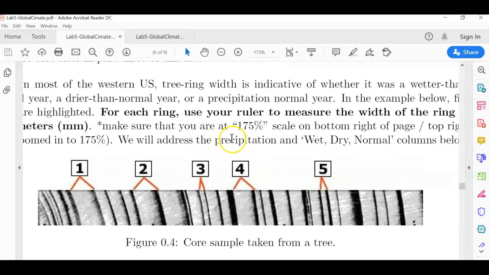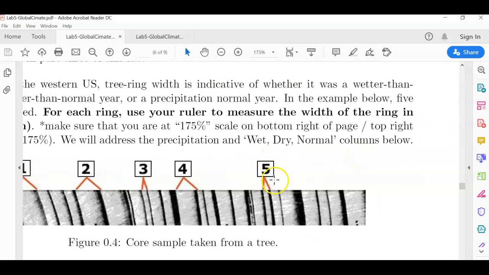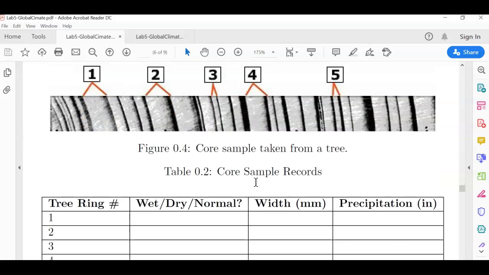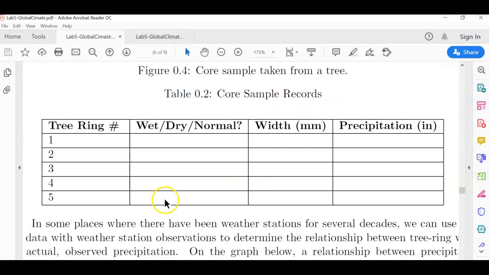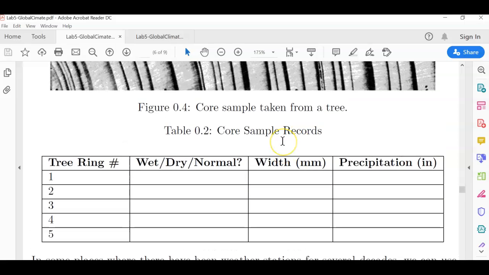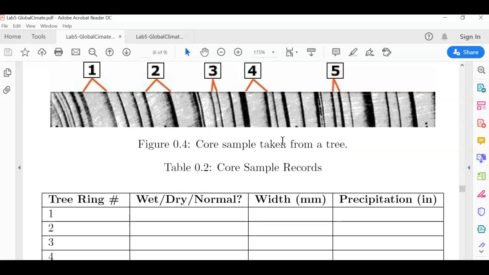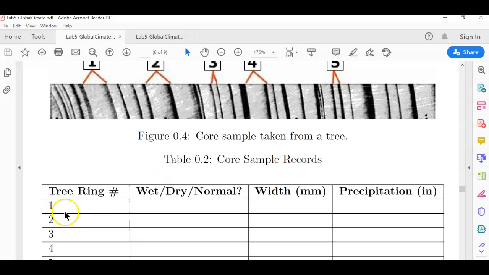We will address the precipitation and wet, dry, normal columns below. Okay, so here, what you want to do for now is just place the width that you are measuring based on your recording with your ruler. So, tree ring number 1, and then you record whatever width that gives you.